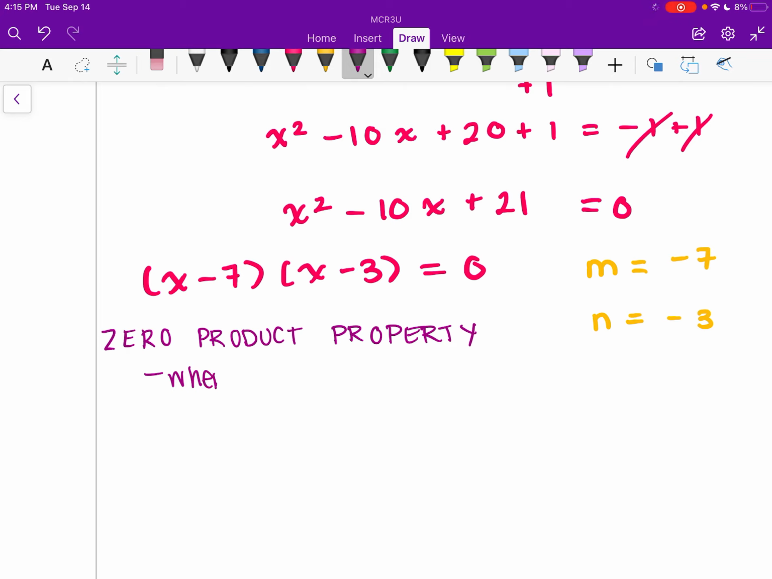when one bracket is equal to 0, the entire equation is equal to 0.